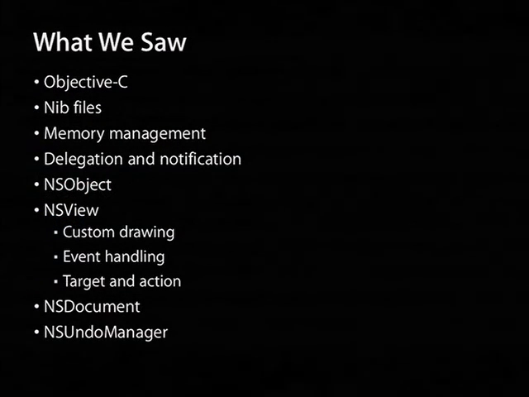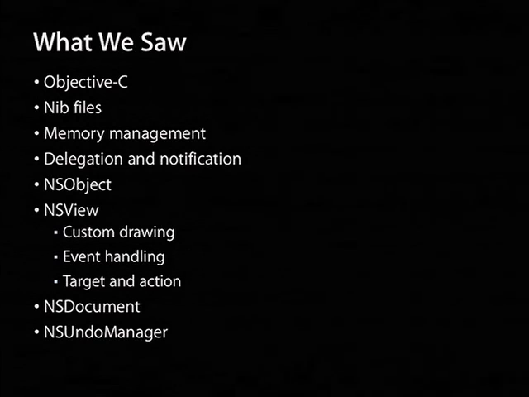All right, so what do we see? Well, we saw Objective-C, the programming language, and some of its features. We saw nib files, which are a way to serialize an object graph to disk, and how you set up your user interface in Cocoa. We learned about the Cocoa memory management techniques, and different ways to factor your application so you don't have to make a bunch of subclasses with delegation, notification, and target action. We looked at some classes, NSObjects, NSView, and NSDocument, and we saw how to get work done with them.